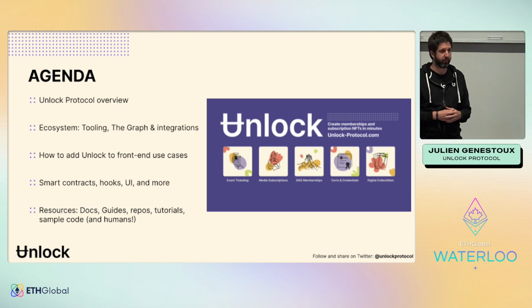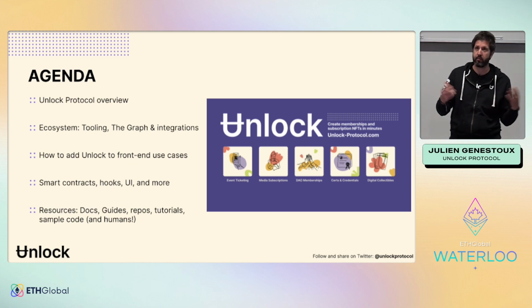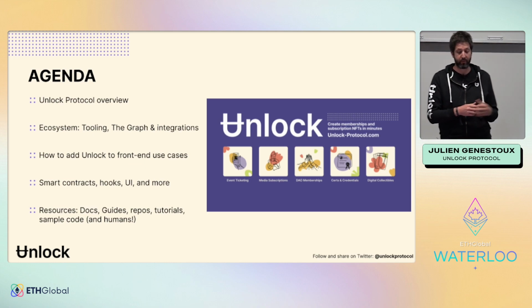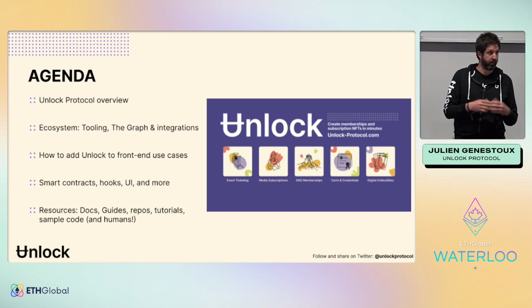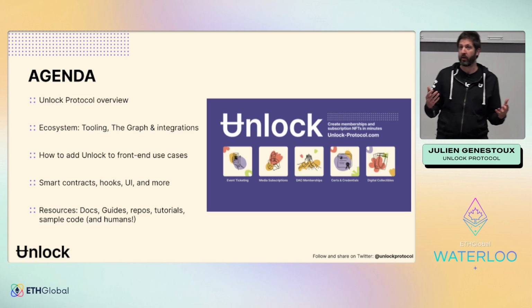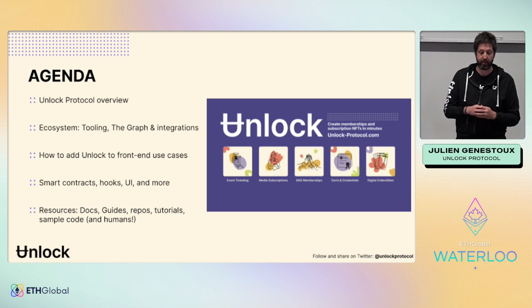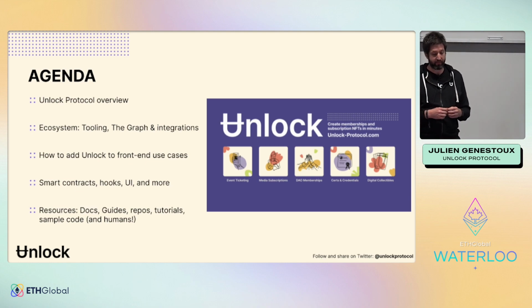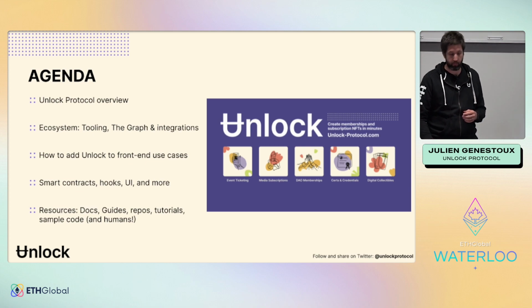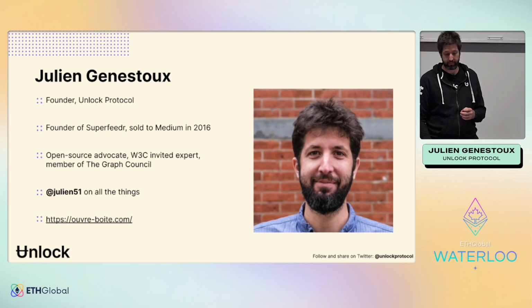We'll talk about this for about half an hour, through which we'll go first through a bit of theory, and then we'll move to a more practical live coding example. So first, we start with a quick overview of Unlock, the protocol, then an overview of the ecosystem, the tools, including subgraphs and existing integrations. Then we'll go into a live coding example, as I said, to see how you can add Unlock to your front-end applications. Then we'll give a little bit of an intro about how you can also integrate this into smart contracts via the use of hooks. And finally, we'll have a bunch of pointers to docs, guides, repos, and tutorials that we have, and that you're more than welcome to use as a basis for your own work.